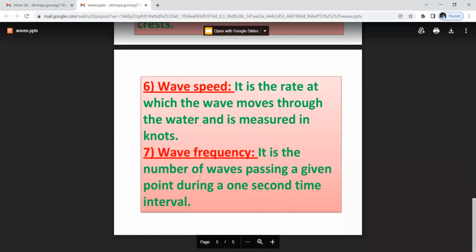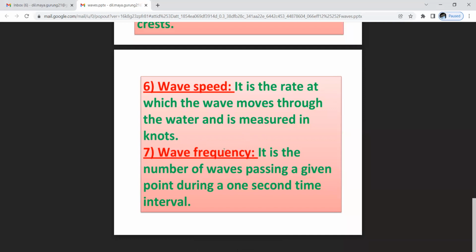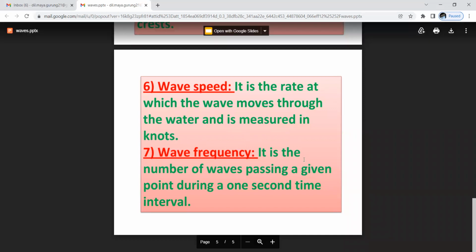Next we have frequency. We all know frequency means how many times, right? It is the number of waves passing a given point during a 1 second time interval. So how many times a wave comes in 1 second is your wave frequency.